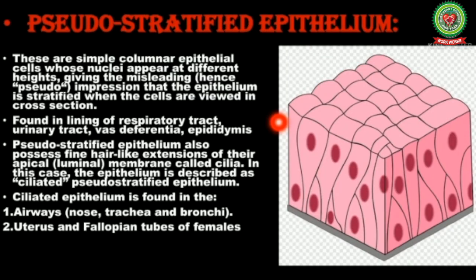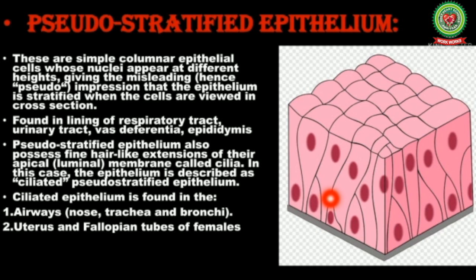Then is pseudostratified epithelium. As the word suggests, pseudo means false. So these are simple columnar epithelial cells whose nuclei appear at different heights, giving the misleading impression that the epithelium is stratified. You can see here the nuclei are present at different heights. When these cells are viewed in cross section, it appears that there are many layers, but it is actually a single layer. They are found in the lining of the respiratory tract, urinary tract, vas deferens and epididymis.